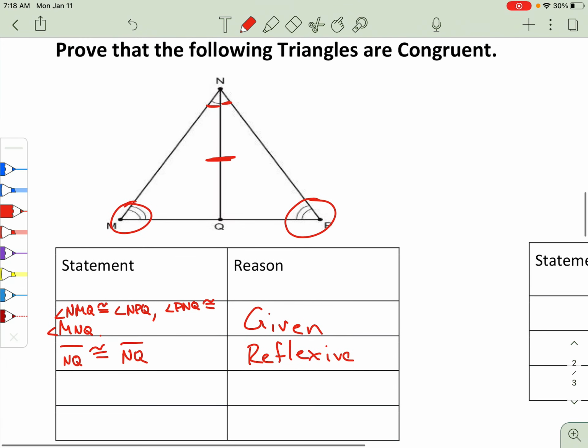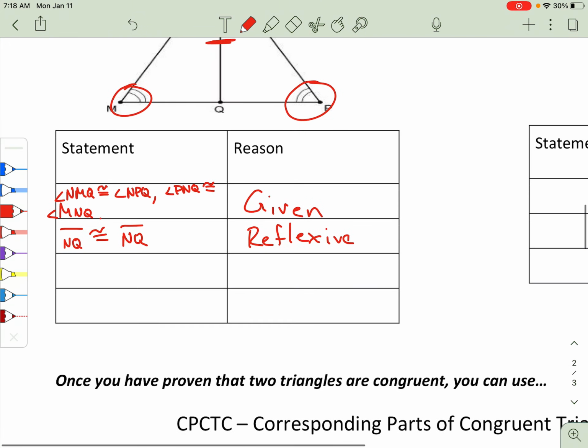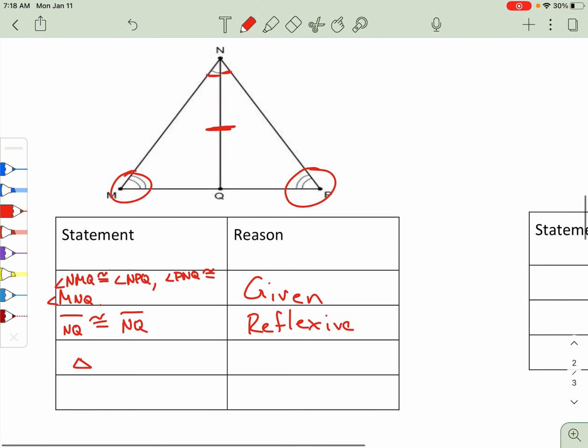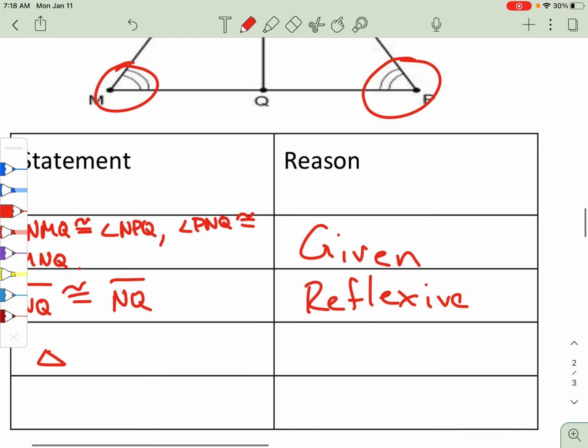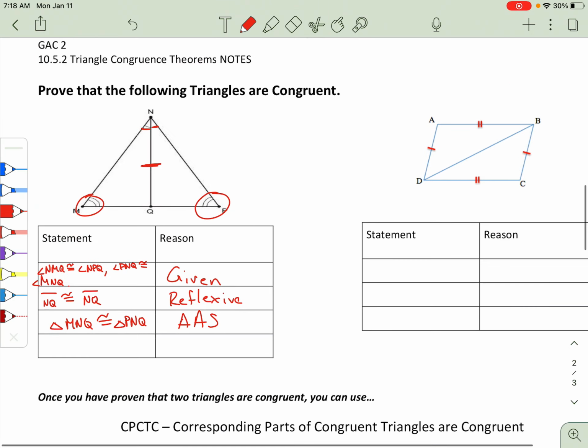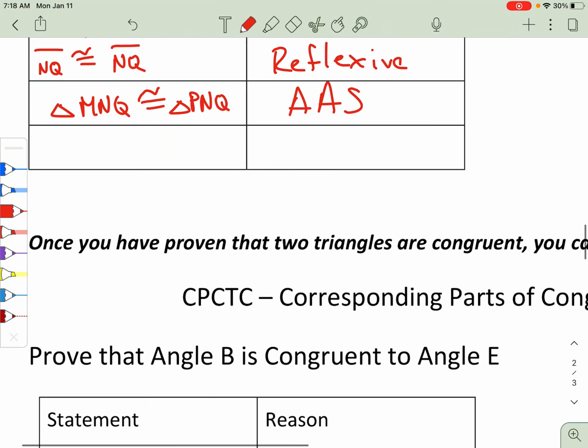Okay, and so now we have a congruent triangle because we have angle, angle, and a connected side. So now triangle, let's see, M and Q is congruent to triangle P and Q because of angle, angle, side. You don't really need the last box.